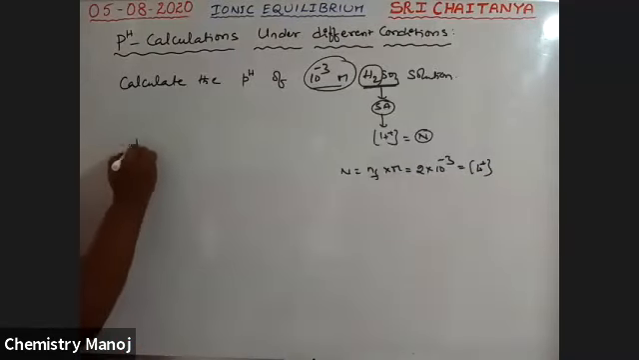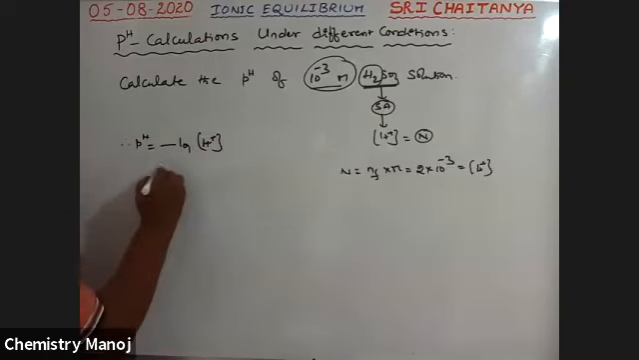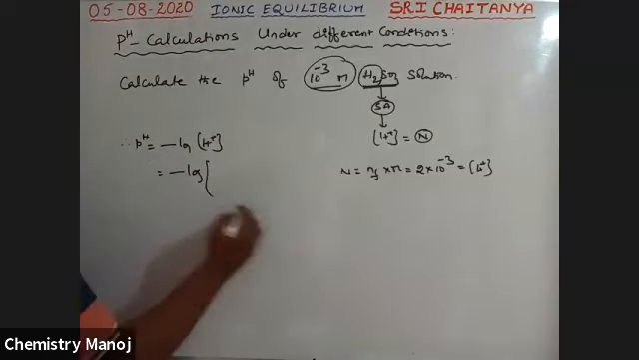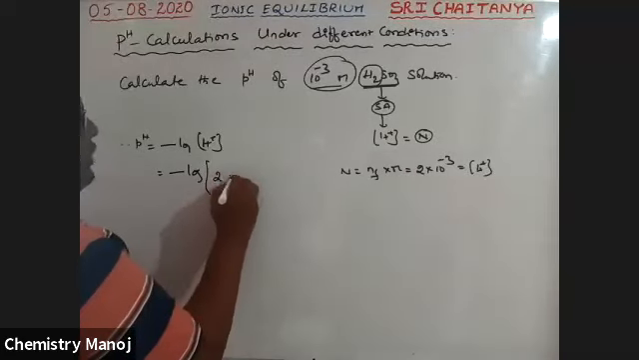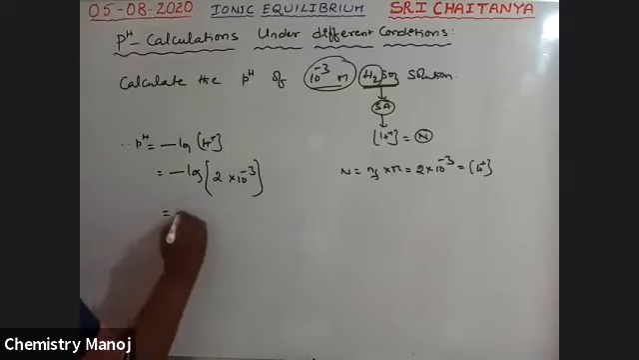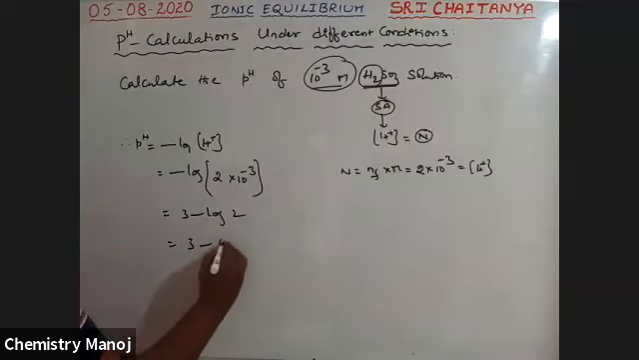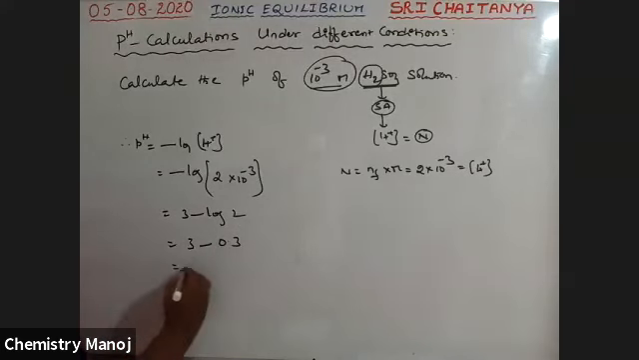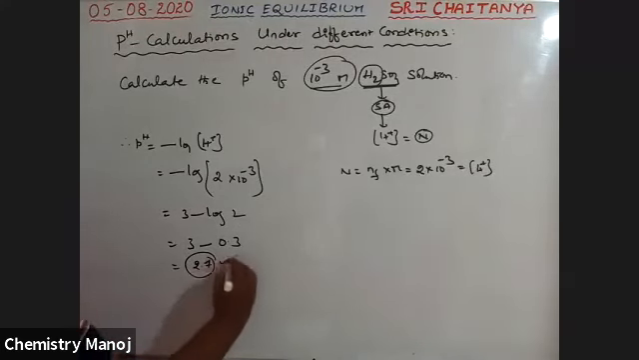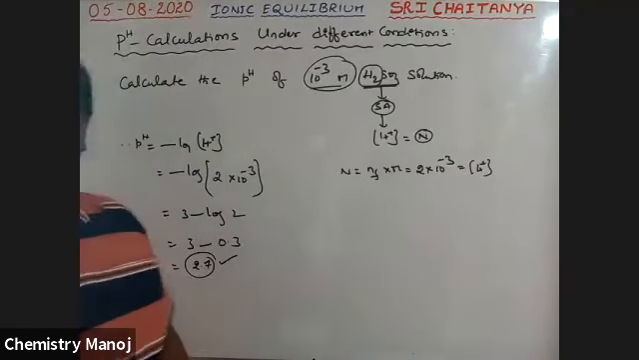Therefore, pH is equal to minus log H plus ion concentration, that is minus log of 2 into 10 power minus 3, boys. So that is equal to 3 minus log 2. Log 2 value is 0.3010 only. That is 2.7, which is the answer. 2.7 is the answer. Very, very important.